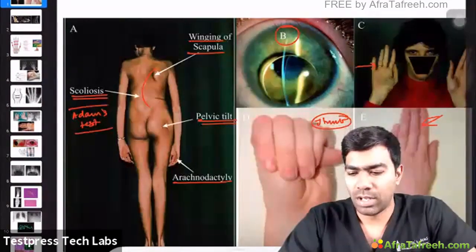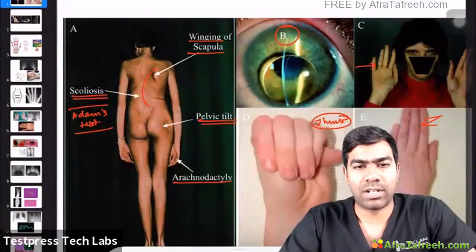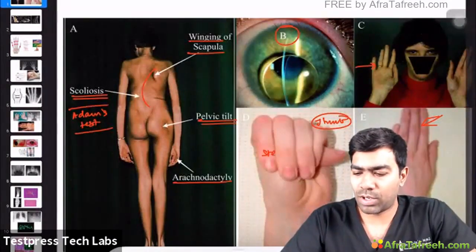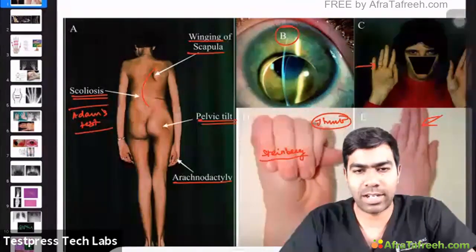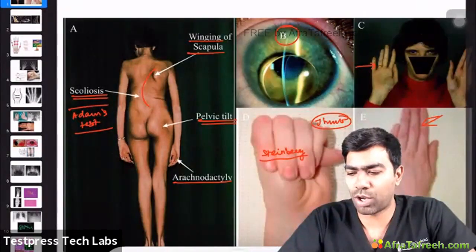Clear? So what is the other name for thumb sign? Thumb sign is also referred to as something called a Steinberg sign. And what is the other name for wrist sign? Wrist sign is also referred to as something called a Walker-Murdoch sign.